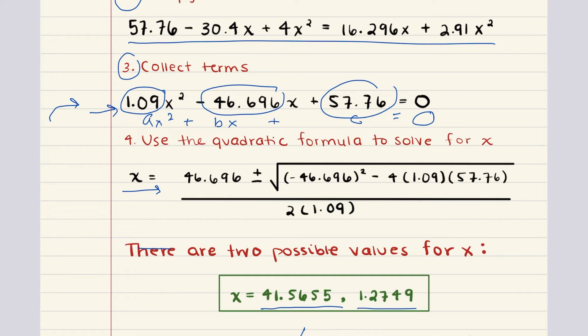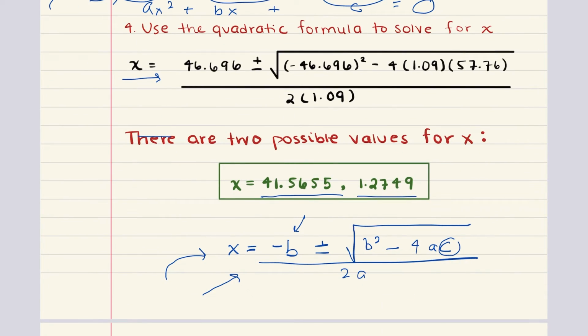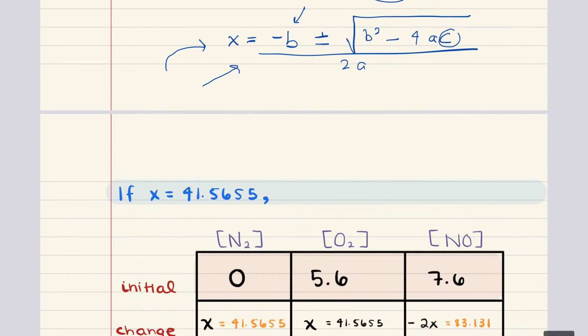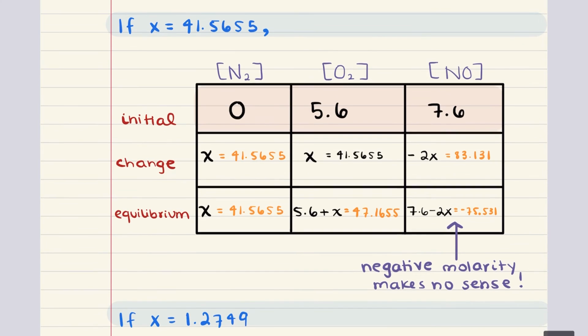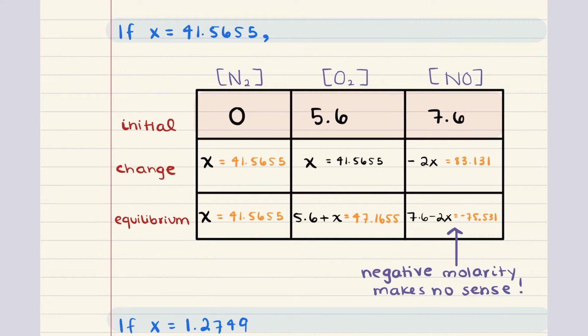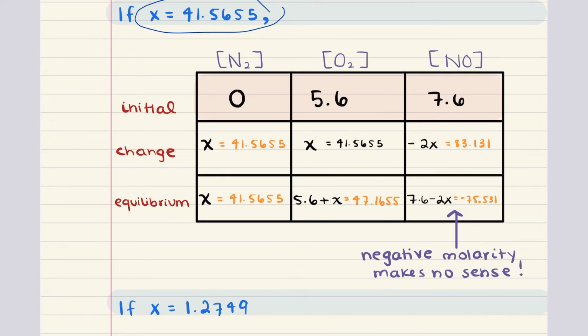By applying the quadratic formula, we find two possible values for x. x can be 41.5655, or x can be 1.2749. The question now becomes, which one of these answers is correct? Let's go ahead and take both values and plug them back into our ICE table to see if we can figure out the answer. If x is equal to 41.5655, and we use that value to plug back into our ICE table, specifically our equilibrium row, we get the following concentrations.